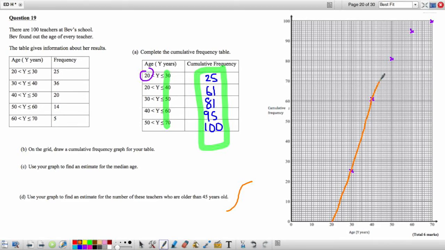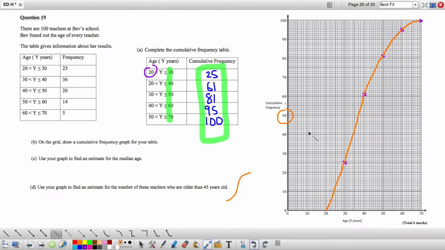Steep curve up through the points and up, slight plateau towards the end. We're then asked to use your graph to find an estimate for the median age. Well, altogether we have 100, so halfway is 50. Taking your ruler, drawing a line across at 50 to the cumulative frequency curve.